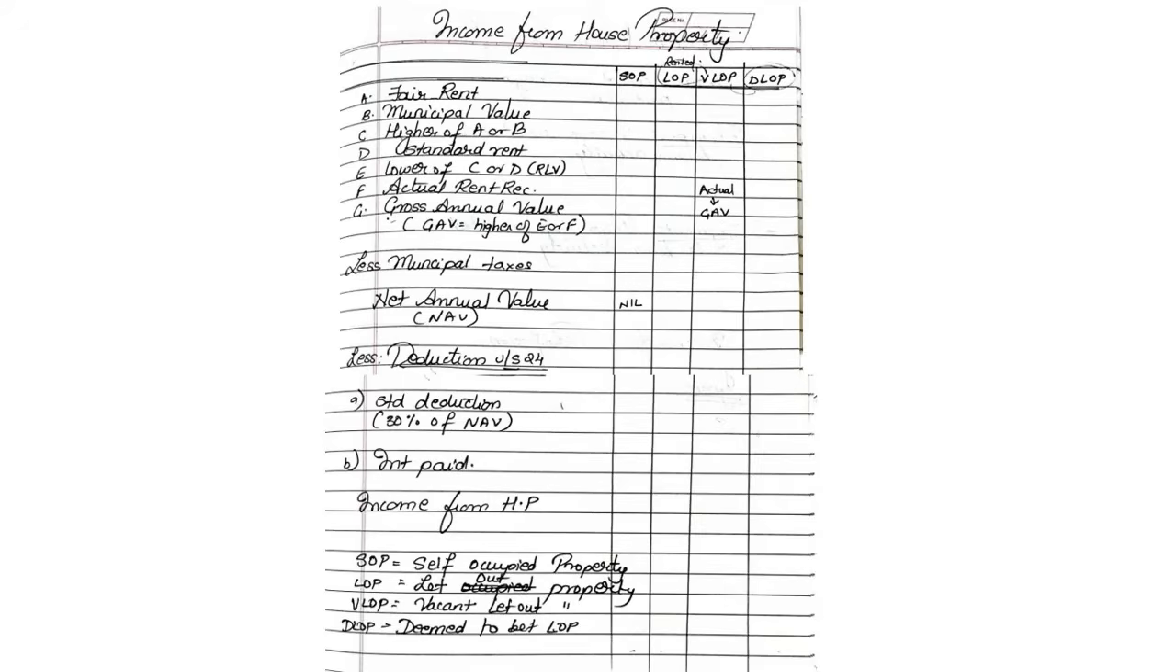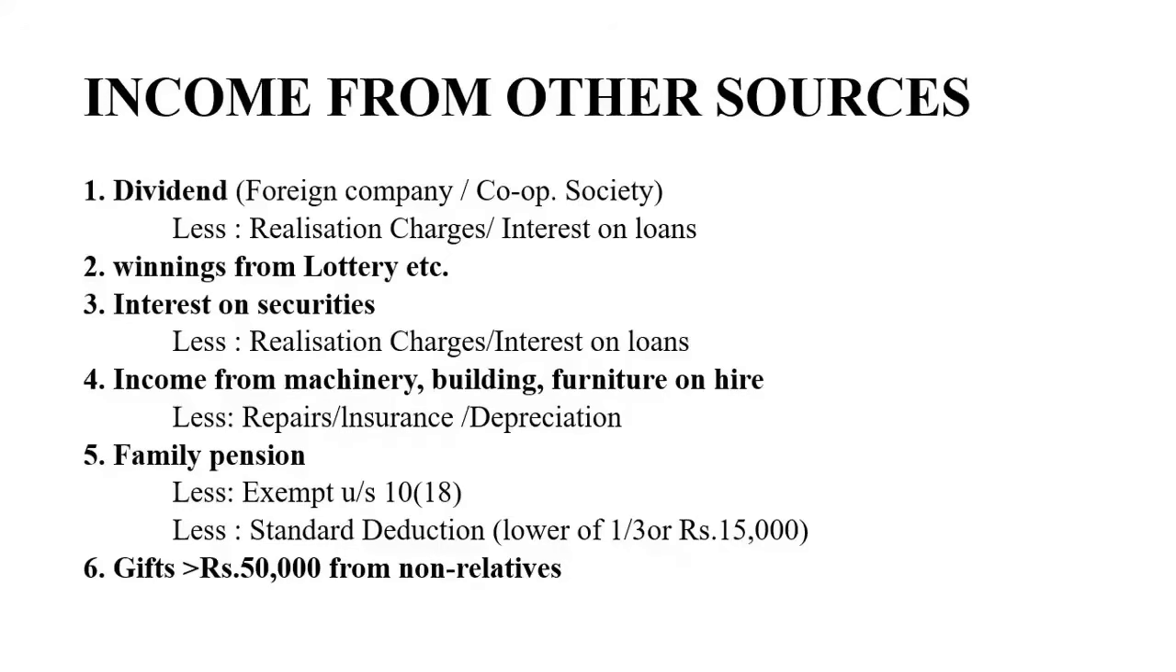So if in the question it is given only to calculate income from house property, this is the only format. But if they tell you to compute total income and they have given you house property, then after finding the answer of income from house property, next you'll have to find income from other sources. Other sources include dividend, winnings from lottery, interest on securities, income from machinery or other assets, family pension, and gifts which are more than 50,000 from non-relatives.